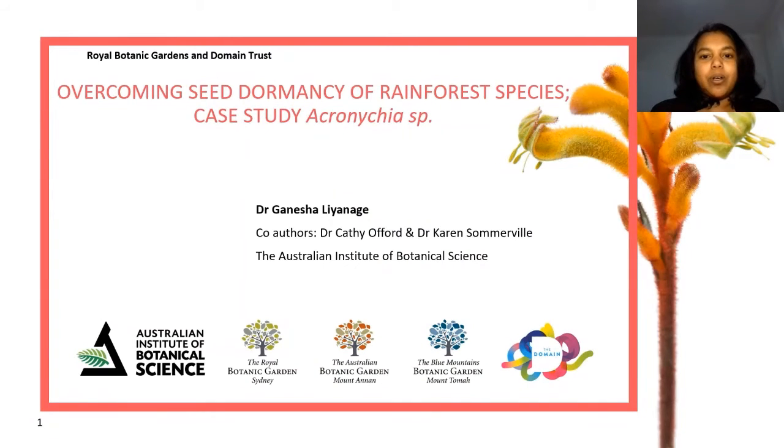Today I'm going to talk about the seed dormancy breaking of Australian rainforest species based on a case study that we've done on Acronychia, a genus commonly known to have difficulties in germination.